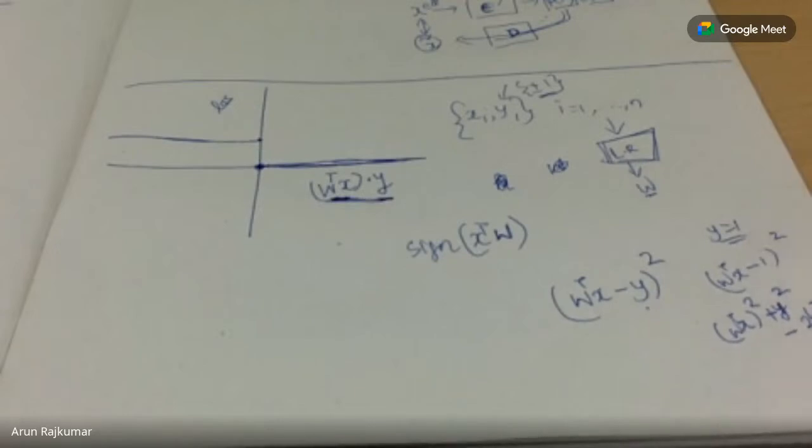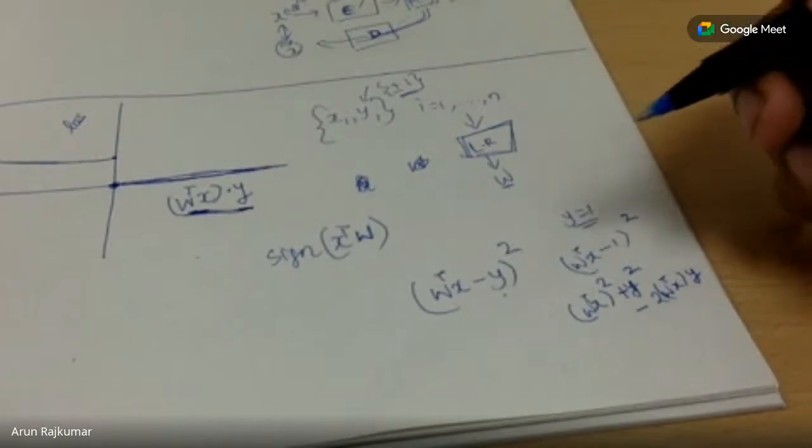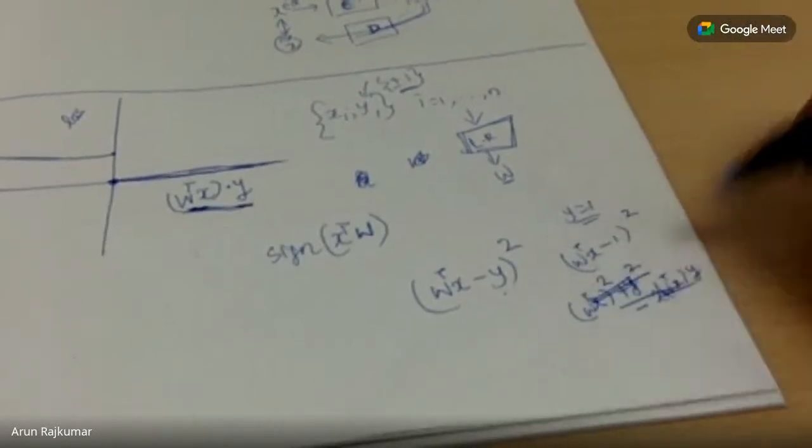Kindly move the book within the camera range, sir. Sorry? The book, what you're writing is not really visible. Can you move it? Okay. Sorry, let me just move it. Yeah, it helps. Thank you. Sure.